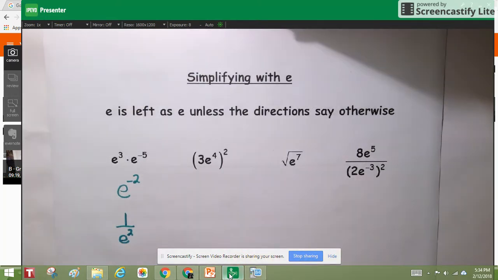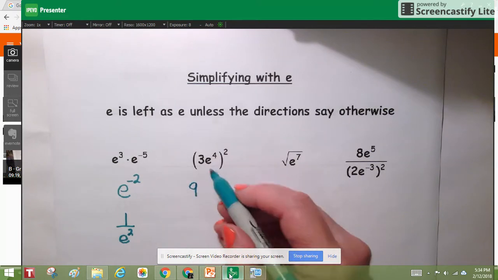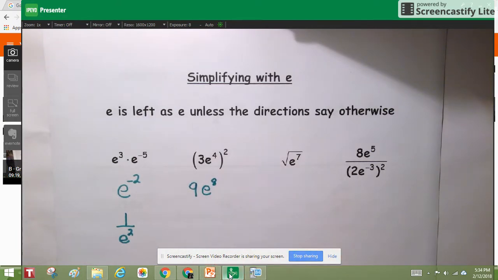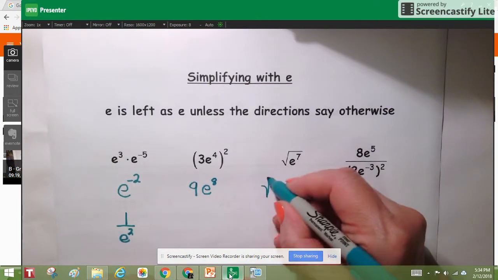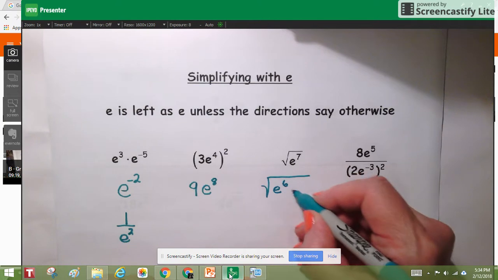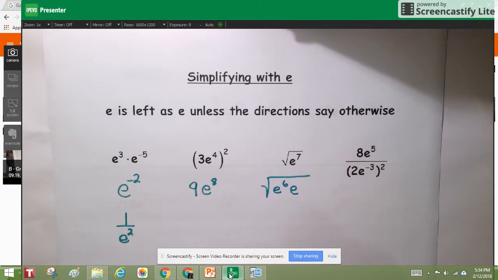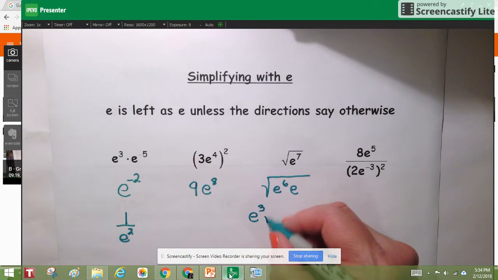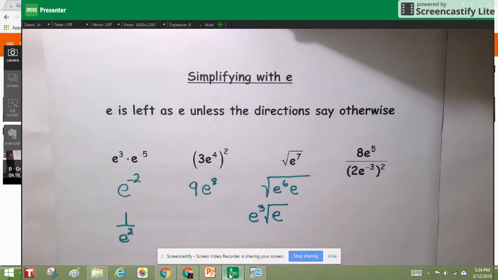3e to the fourth squared, well, I have to square the 3, so that'll give me 9. And e to the fourth squared will be e to the 8. If I'm going to simplify a radical, I can rewrite this as e to the 6th times e. e to the 6th is a perfect square, so e to the 3rd times the square root of e would be simplified.